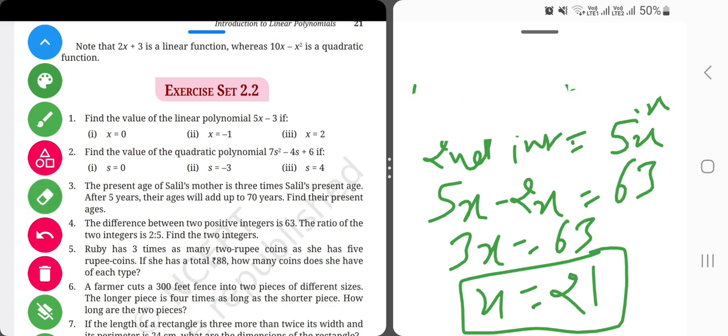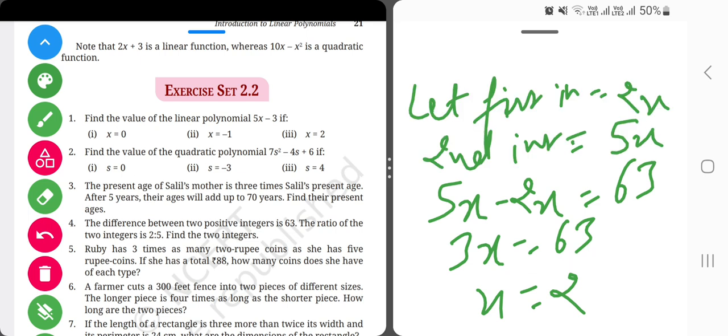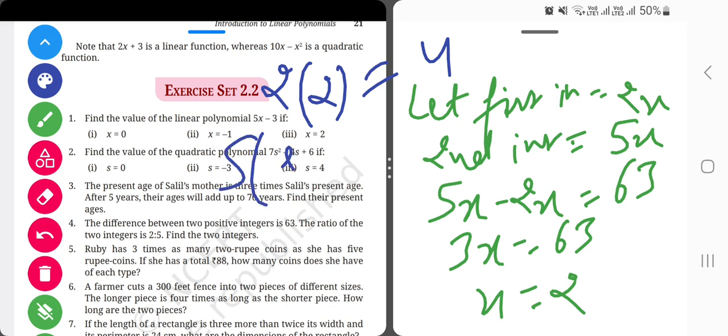We can write these two integers were 2x and 5x, right? So 2x and 5x. So we can solve here also. 2x means 2 multiplied by x is equal to 2 times 2, that is 4, and that is 5x, 5 multiplied by 2, that is 10. Am I doing something wrong?